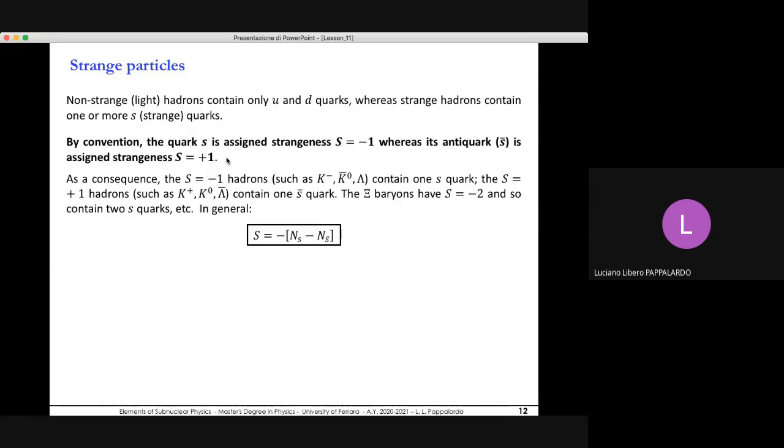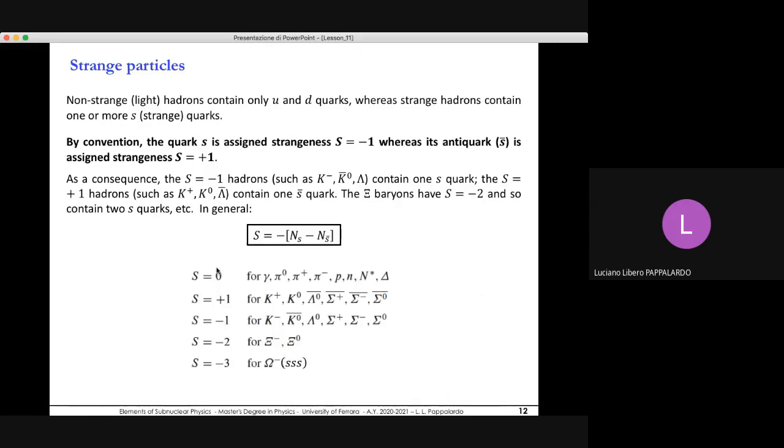As a consequence, S equal -1 hadrons, such as the K-, the K0bar, the lambda, contain one s quark, and S equal +1 hadrons, such as the K+, the K0, the anti-lambda, contain one s bar quark, so an anti-strange quark. What about the Xi? The Xi baryons have strangeness equal -2, and so they contain two s quarks, etc. So in general, the strangeness is given by minus the number of strange quarks that you have in your hadron plus the number of strange antiquarks that you have.